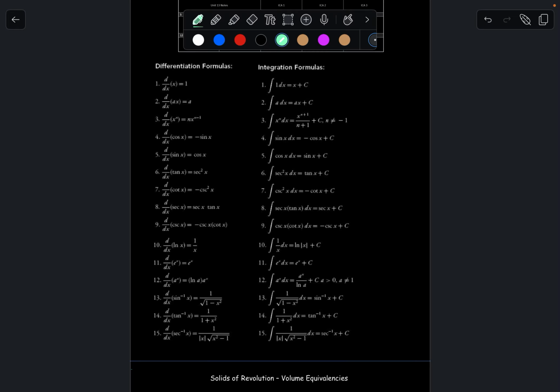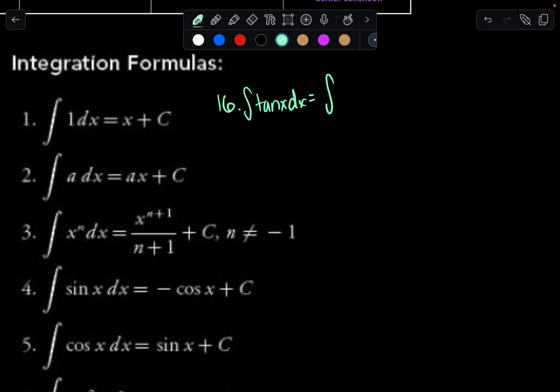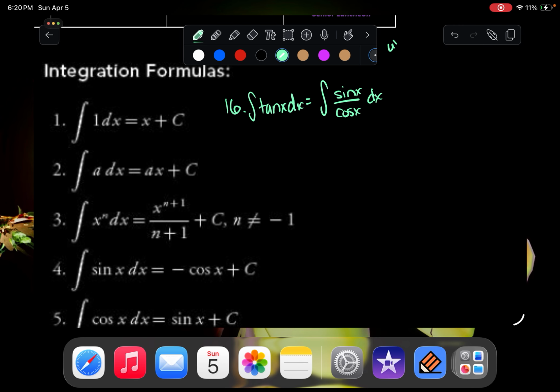Number 16 will be the integral of tangent x dx. We can rewrite tangent x as sine x over cosine x. And then we can think about using u prime over u as a way to integrate it. Okay. U prime over u, which means we would use natural log to integrate.